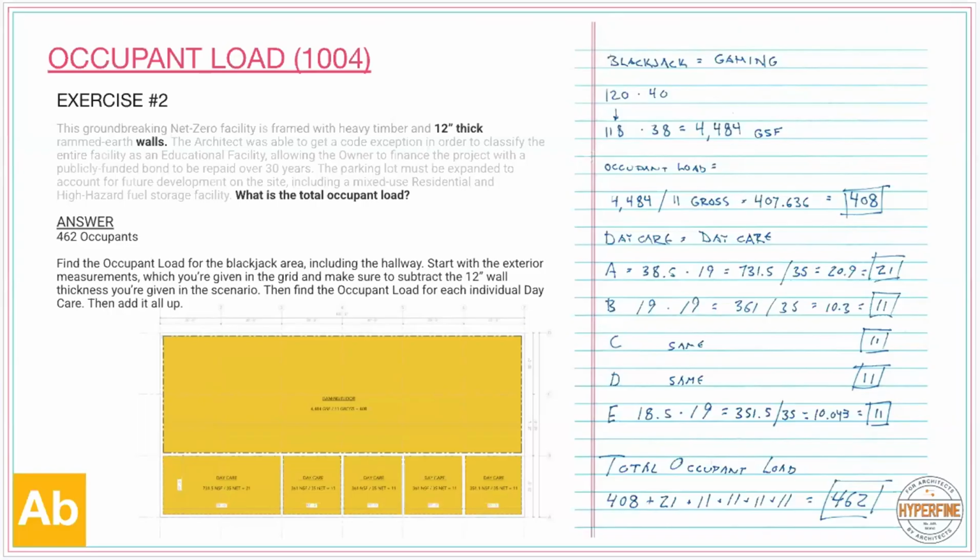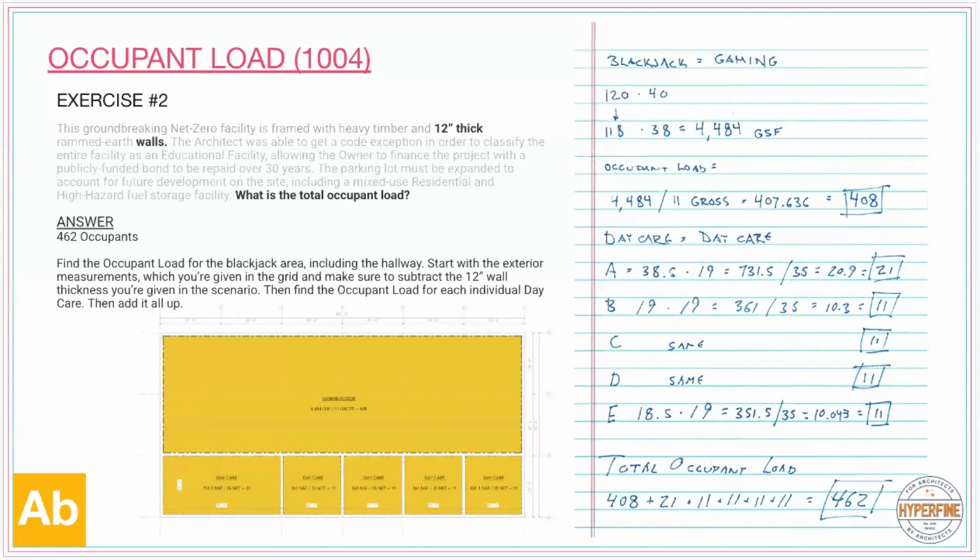And I got 118 by 38, which is 4,484 gross square feet. I look in the table 1004.5, and I see that gaming floors are 11 gross. So I divide that 4,484 by 11. I get 407.636, and I round that up to 408. And I saw this question in the Q&A, but I think you probably find each individual one and then round up to find the sum, because you can have a mix of gross and net, and you don't want to sort of combine the calculations. So then the daycares are the daycare rooms with no doors or windows.